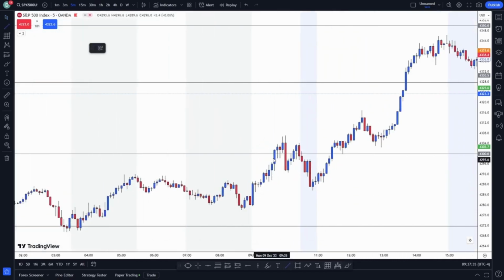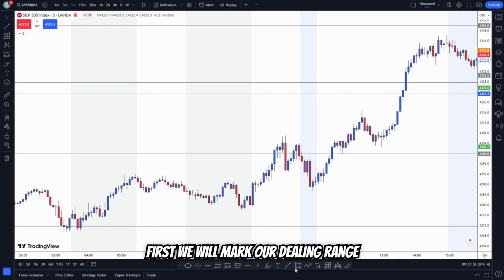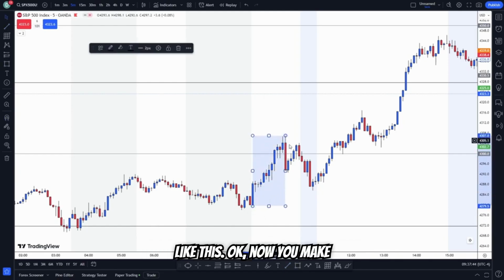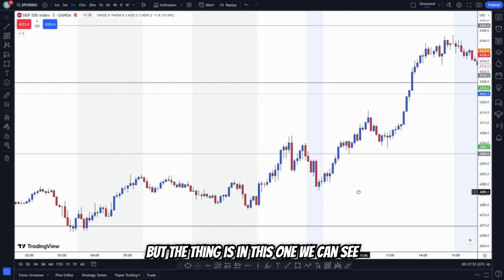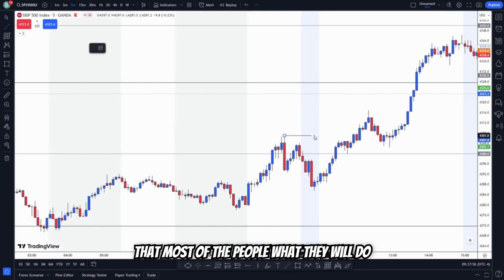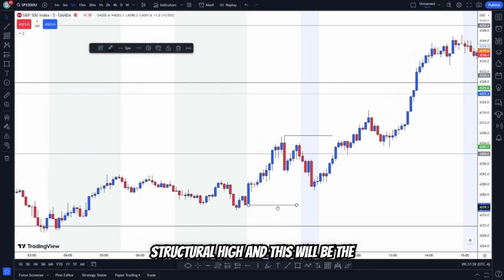So we can see this original move, we started from here. So first we will mark our dealing range like this, okay? Now you make money when price leaves the consolidation, right? When markets are trending, then only you can make money. But in this one, we can see that most of the people will mark this as a swing, the structural high, and this will be the structural low. No, it's not like that, okay?